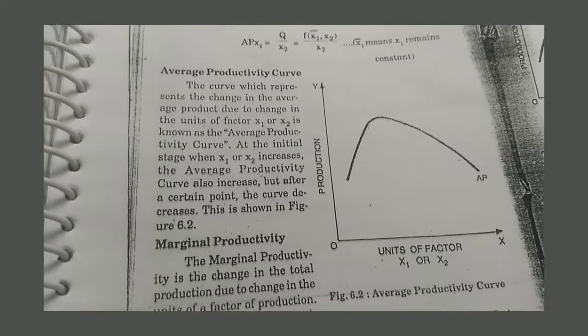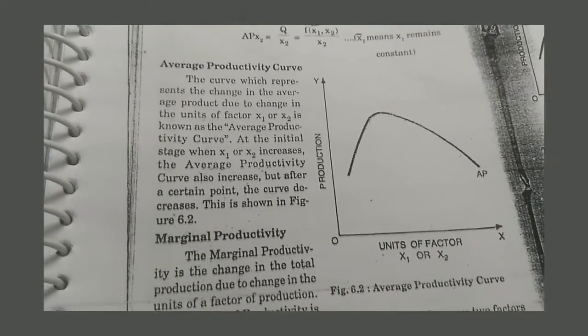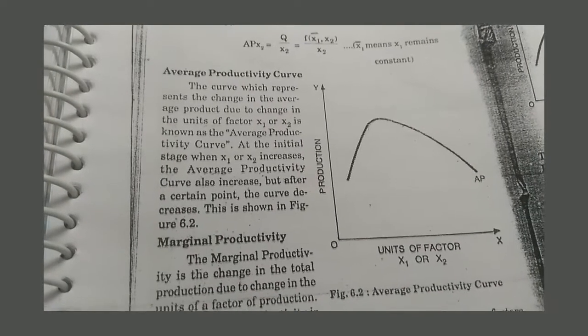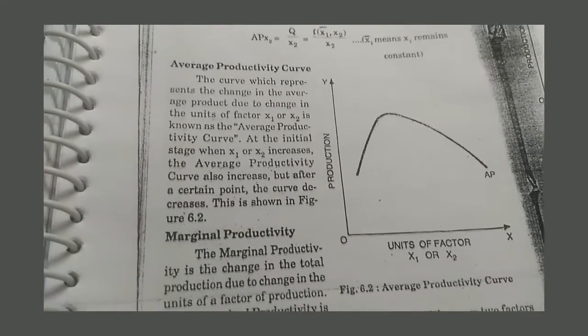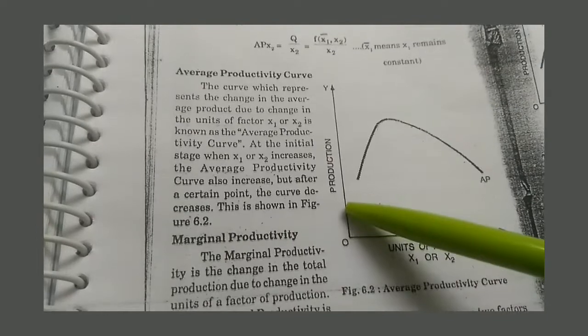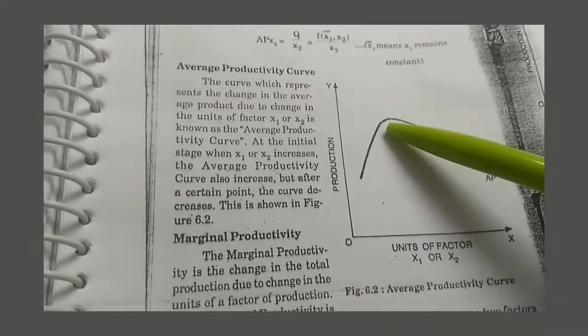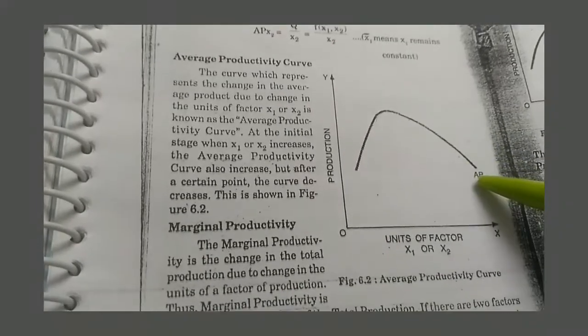In the initial stage, as X1 or X2 increases, the average productivity curve also increases. But after a certain point, the curve decreases. This is shown in this diagram. In this initial stage, the average productivity is increasing. After a certain stage, it is decreasing.